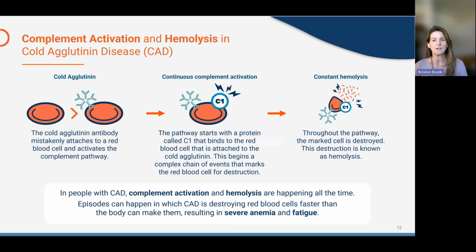And the important thing to understand is that in people with CAD, cold agglutinins are constantly circulating throughout the body. This means complement activation and hemolysis are happening all the time. Episodes can happen in which CAD is destroying red blood cells faster than the body can even make them, resulting in sometimes severe anemia and fatigue.